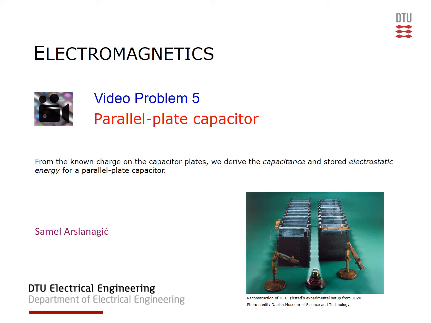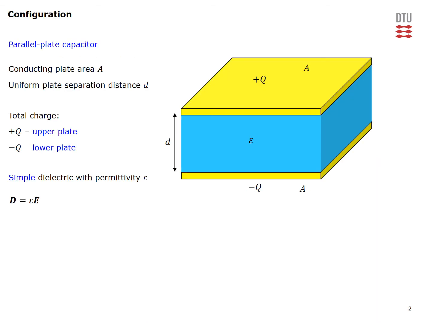So welcome to video problem 5, where we consider a parallel plate capacitor and we derive its capacitance and stored electrostatic energy. So here we see our parallel plate capacitor. We have the upper plate up here with the total charge Q and the lower plate down here with the total charge minus Q.